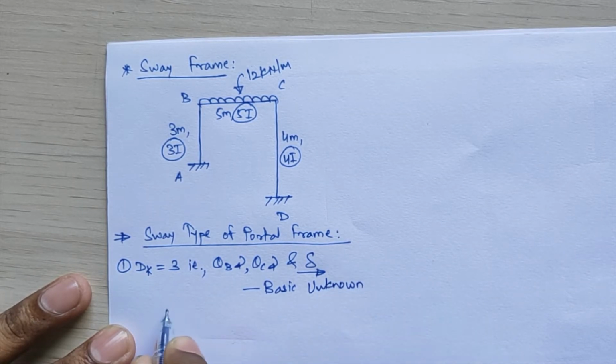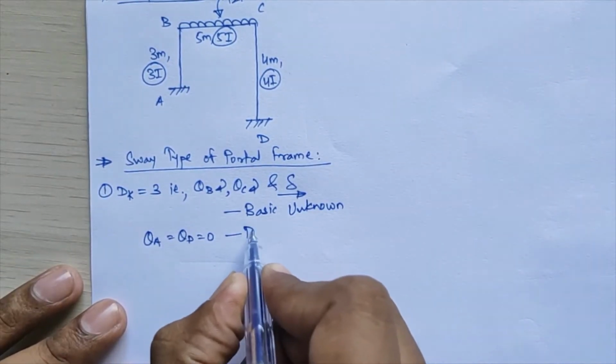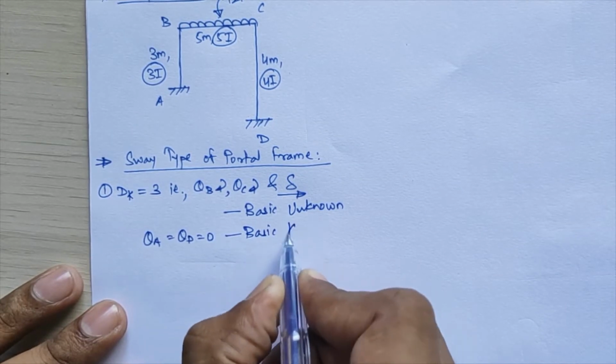And basic known values will be what? That is theta A and theta D will be equal to 0. So these will be your basic known values.